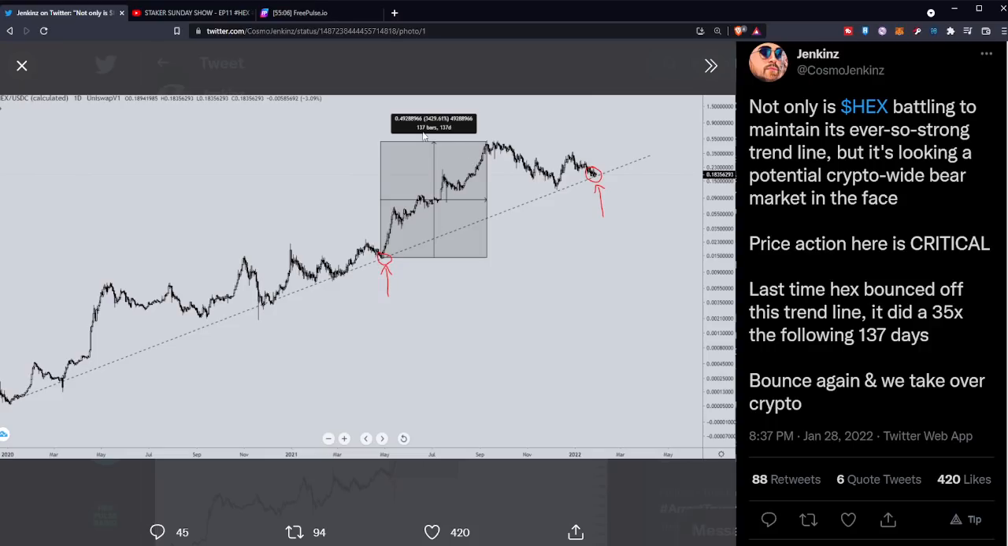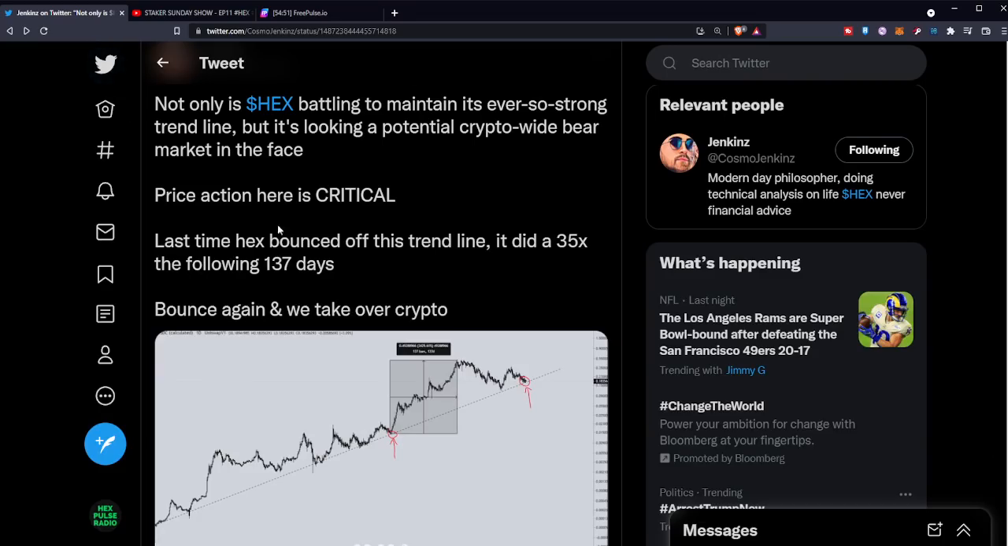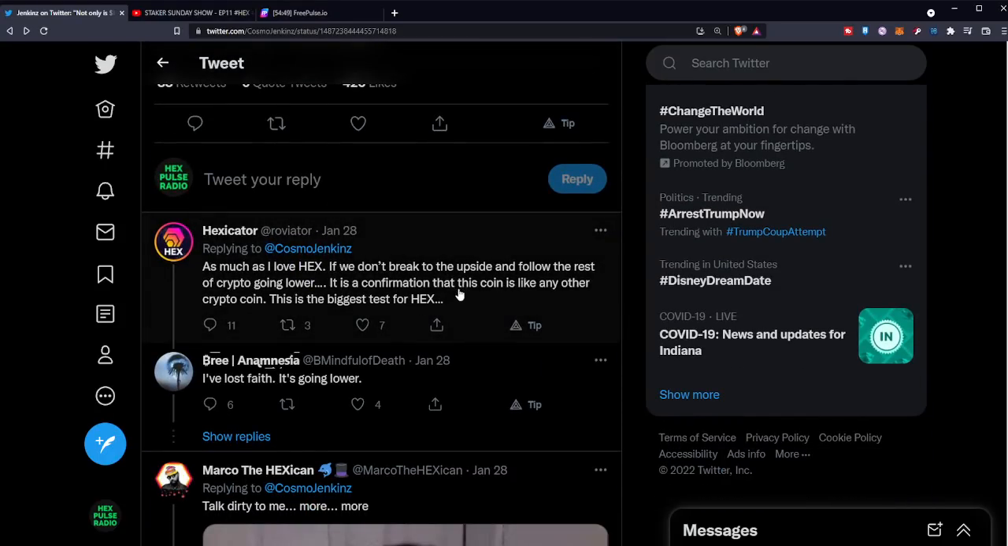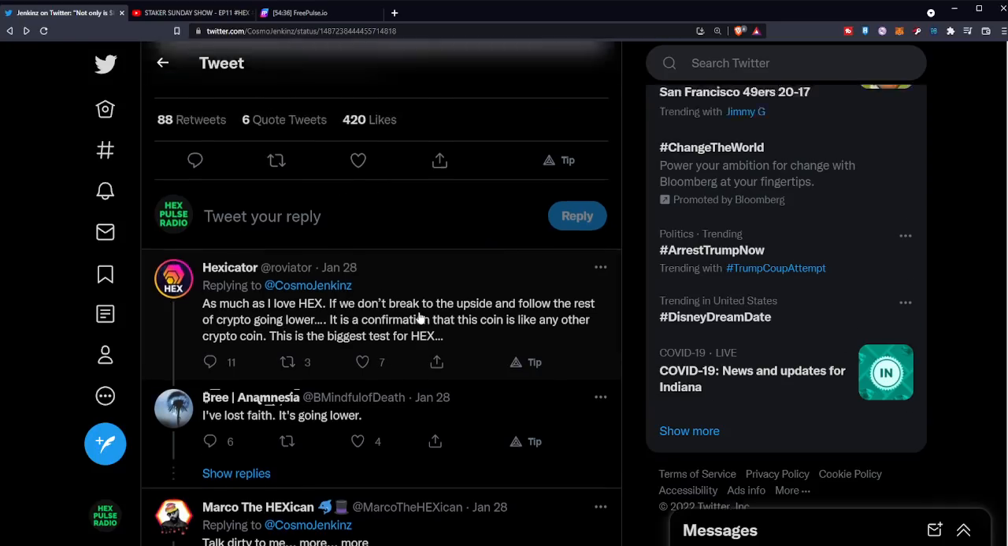Now, I also think the sacrifice phase had a lot of reason why this pumped so hard and why it also dumped so hard. And ultimately, if it does break down and we're in a crypto bear market, Hex is going to be looking like a lot of other tokens, right? If Bitcoin tanks, this tanks. This is what this guy says: as much as I love Hex, if we don't break to the upside and follow the rest of crypto going lower, it is a confirmation that this coin is like any other coin. This is the biggest test for Hex.